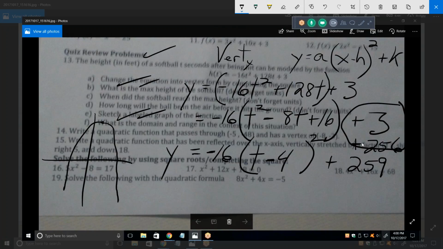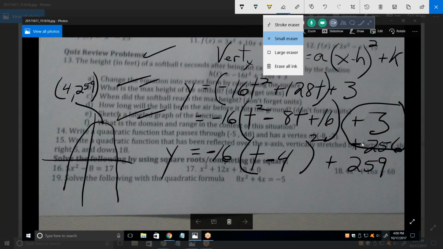It's the force of gravity that causes parabolic motion. Where's this vertex? What are the coordinates of it? 4, 259. Yeah. Now I'm going to erase everything else. Notice how we complete the square. That's definitely something you want to remember. There's no getting through algebra without figuring out how to complete the square.